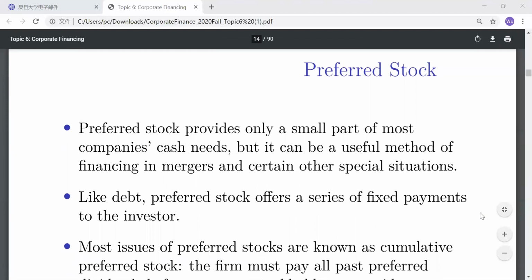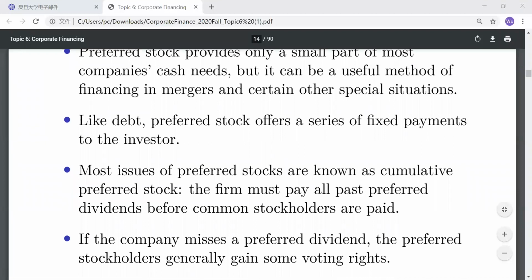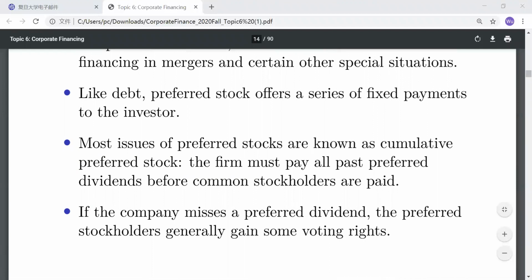Another kind of equity is called preferred stock. This is different from the common stock that we just talked about. Preferred stock provides only a small part of most companies' cash needs, but it can be a useful method of financing in mergers and certain other special situations. Preferred stock offers a series of fixed payments to the investor. Most issues of preferred stock are known as cumulative preferred stock, meaning that the firm has to pay all past preferred dividends before common shareholders are paid. So they have priority in receiving dividends. And if the company misses the preferred dividend, the preferred shareholders generally gain some voting rights.